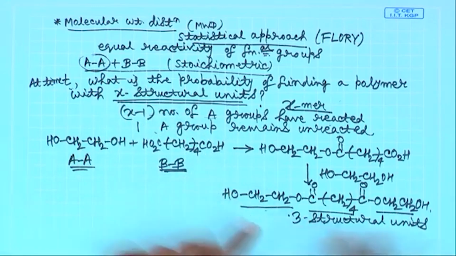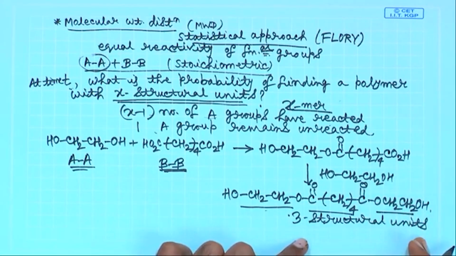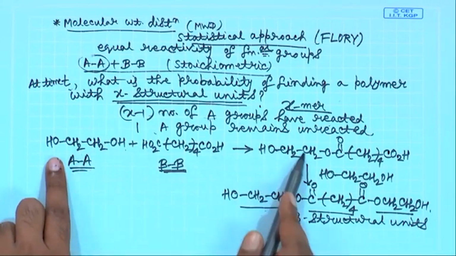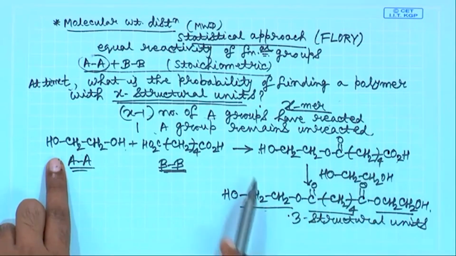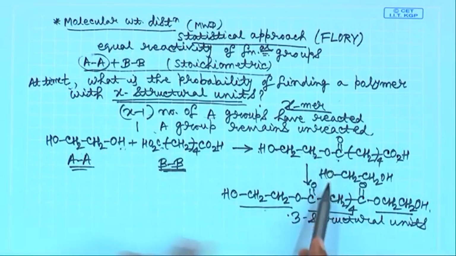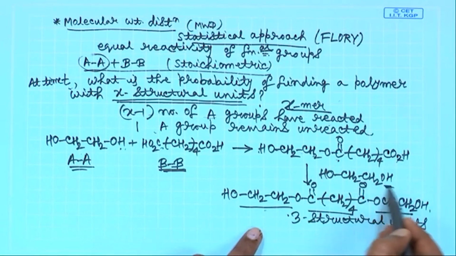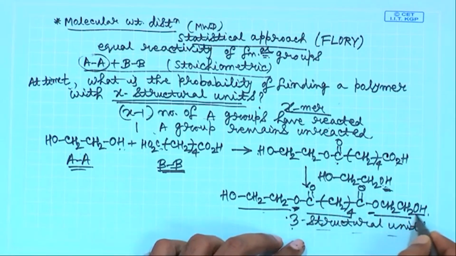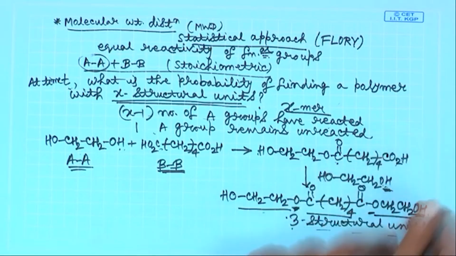So, in the formation of an oligomer in this case with 3 structural units, how many A groups, that means how many alcohol groups have reacted? So, in the first step 1 alcohol group has reacted. In the second step another alcohol group has reacted. So, basically in order to create 3 structural units 2 alcohol functionalities have reacted, and how many alcohol functionalities remain unreacted? One alcohol functionality remains unreacted on this side, for example, here.